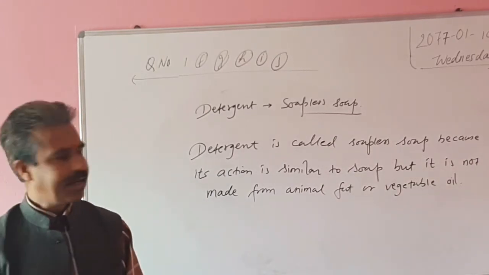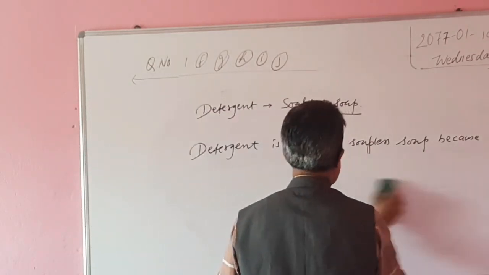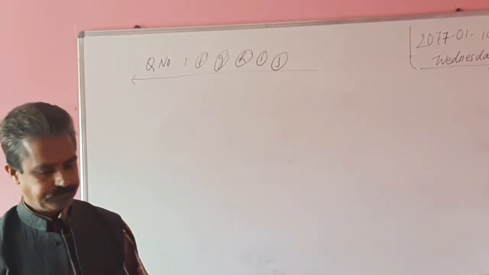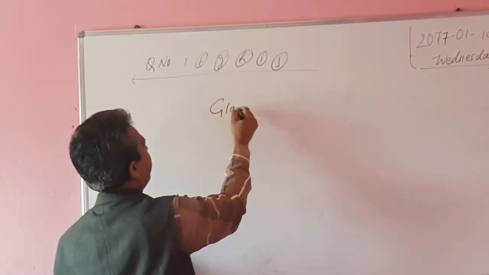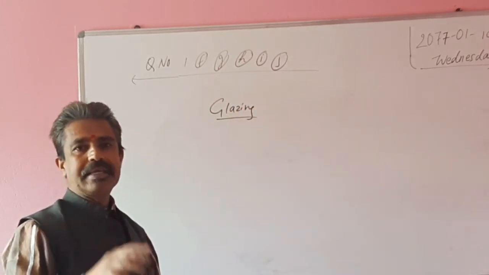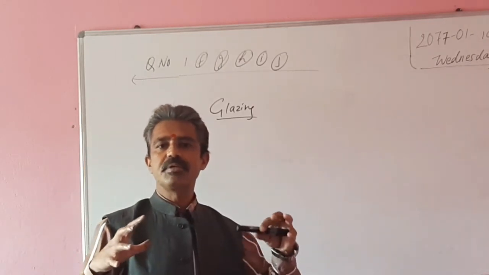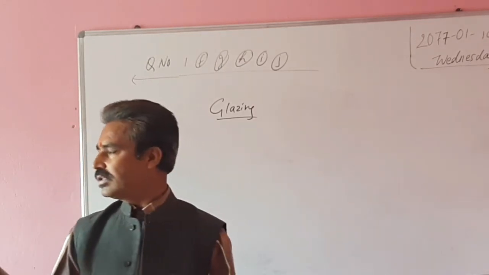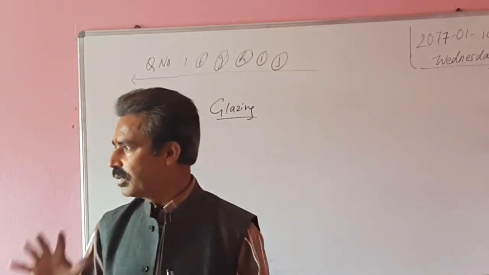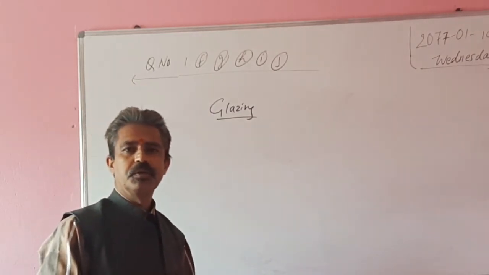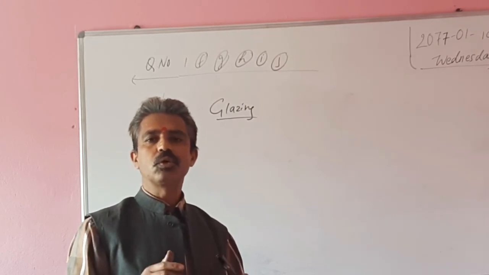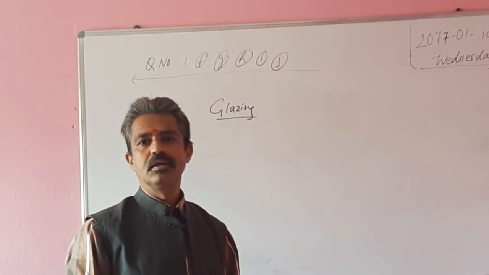Next one is, what is glazing? Students, what are we discussing now? What is glazing? When kaolin is used for making ceramics, the ceramics are porous. They are not so neat and clean, meaning they contain some holes. So to prevent those holes, what is done? A thin layer of tin oxide or lead oxide is coated on them. That process is called glazing.